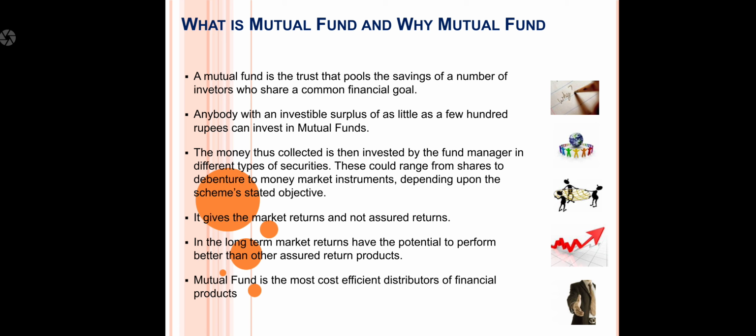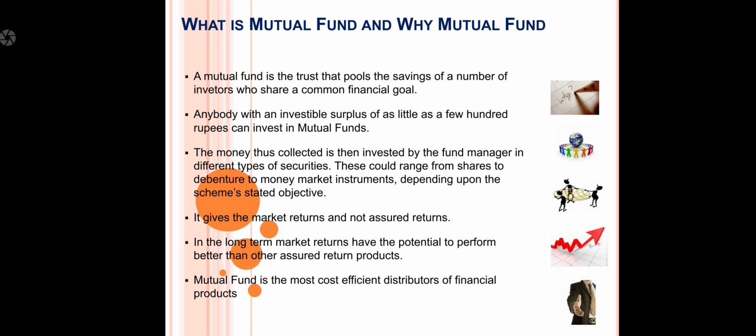The public in general gives money to the asset management company, and on behalf of the public, the AMC will invest the money in the stock market, in equity, debt, and balanced portfolios, deciding the portfolio composition and when to buy or sell securities. People do not have that knowledge, and the AMC gives assurance for their investment. So basically a mutual fund is a trust, a pool of savings of a number of investors who share common financial goals.